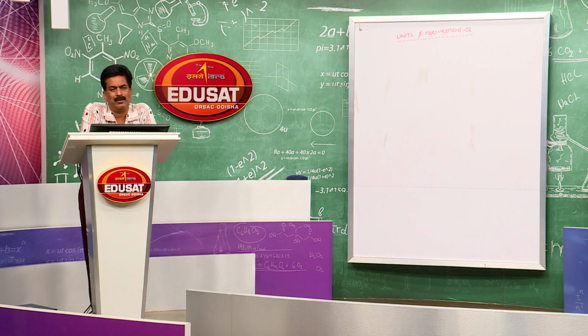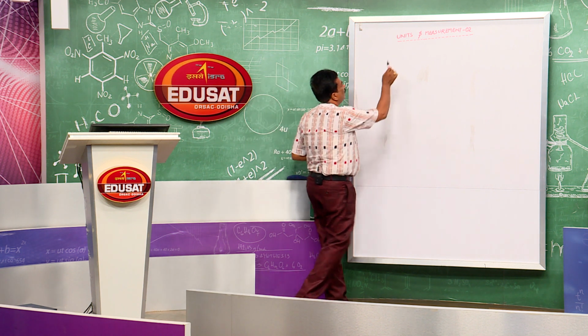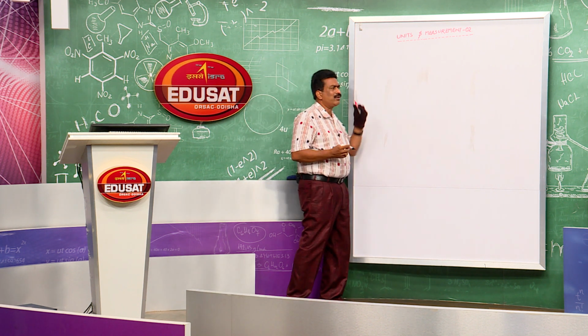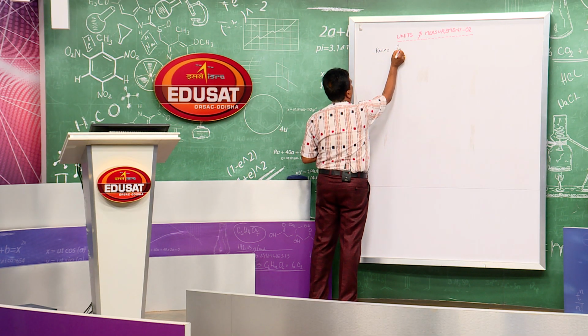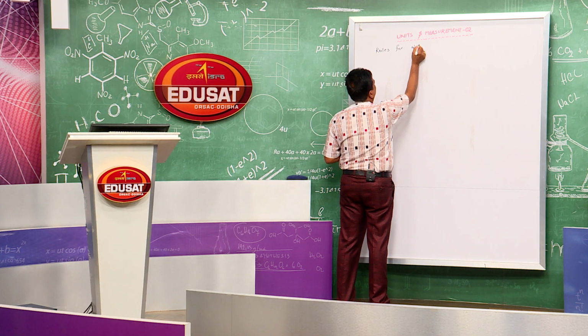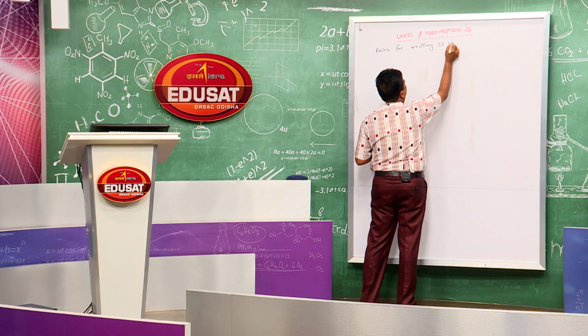So, from today we will discuss that if a unit is to be written, then it must follow certain rules. What are the rules to be followed to write the SI unit? So, this is the unit and dimension, part 2, and here we will discuss today the rules for writing SI units.